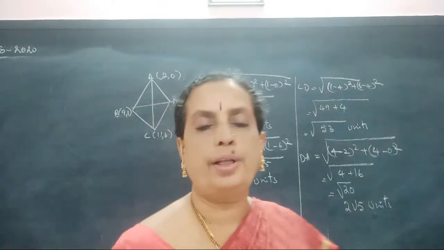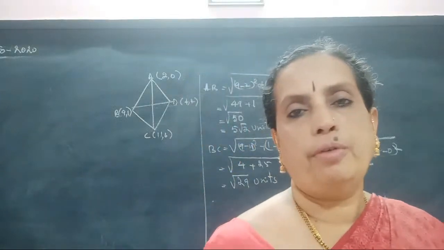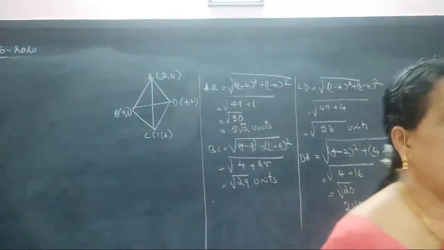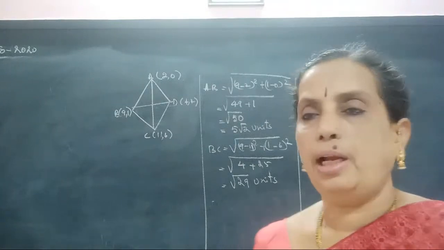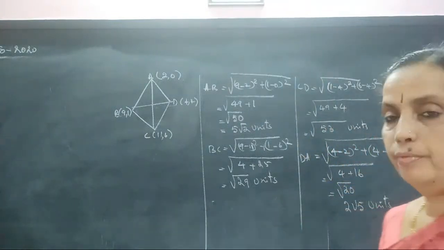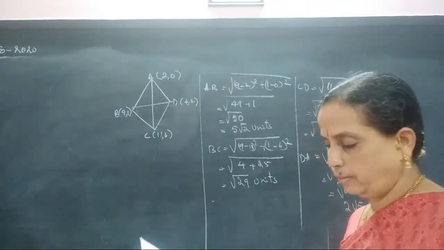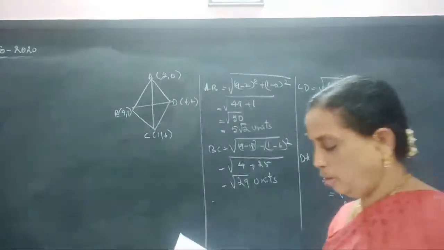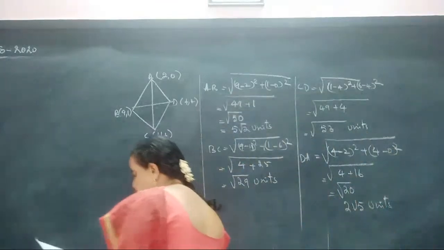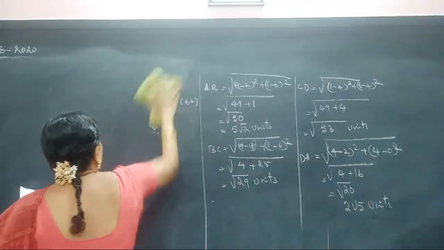Yes, it's not a rhombus. So your conclusion: they are the vertices of a quadrilateral only. Okay. Next question.